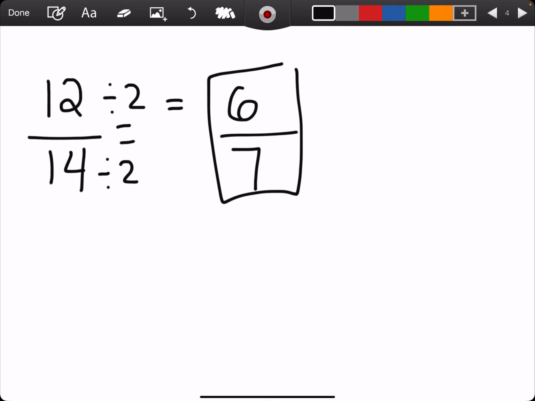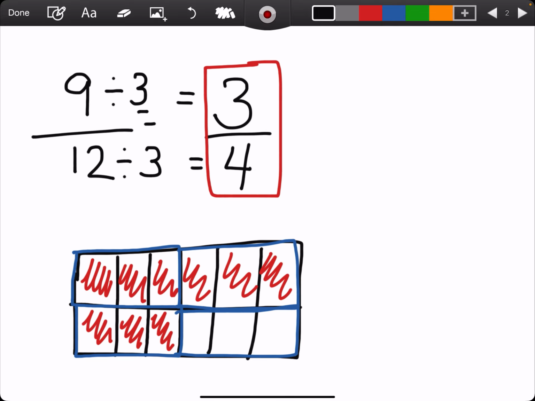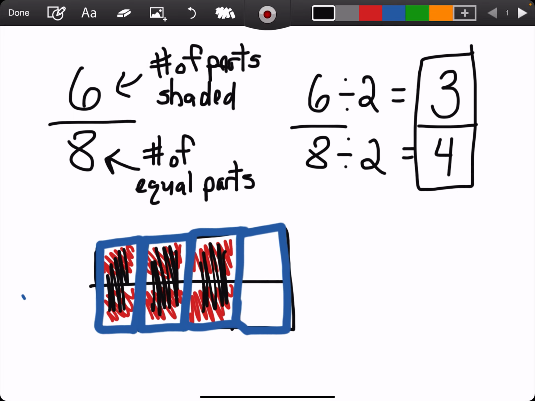Okay. And that is actually where I'm going to stop now. I apologize. I'm trying to think of an example off the top of my head, but I'll be better off in another video showing that equivalent fractions can be represented in many ways. So I'm just going to leave it at that.